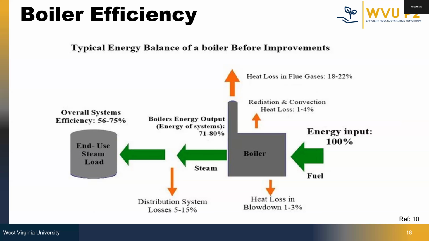So these values here are normal for a typical boiler, resulting in a boiler efficiency of about 70 to 80%. We'll see some higher than that, but not too far generally. So that means that we're losing about 20 to 30% of our energy.